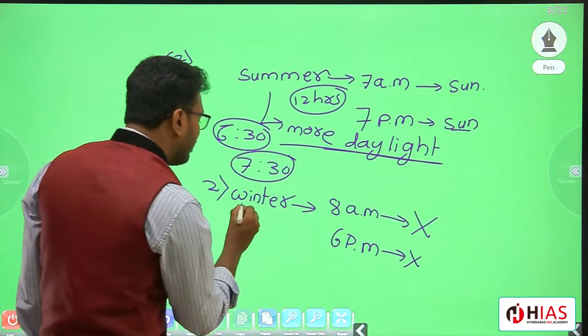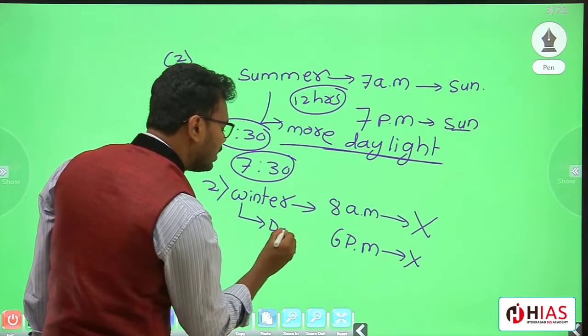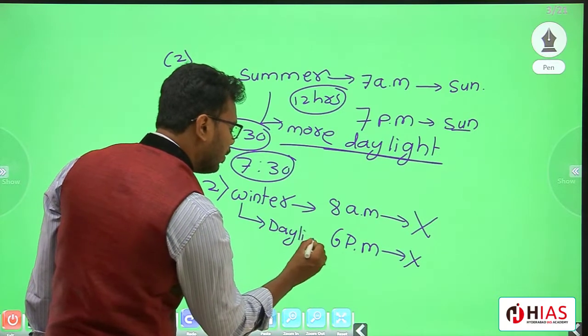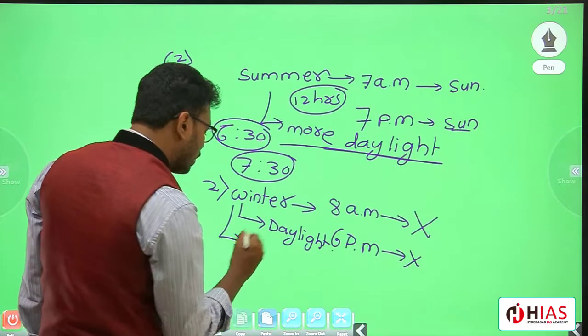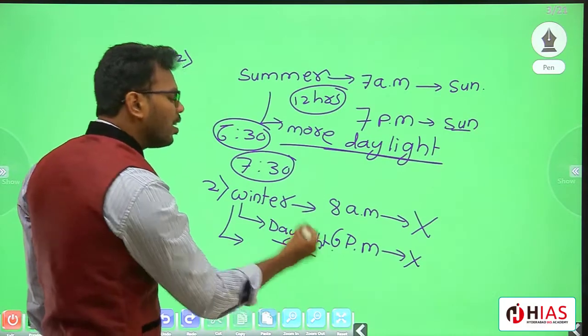That means in winter time, the daylight is very, very less. In the winter time, darkness is more, light is very, very less.